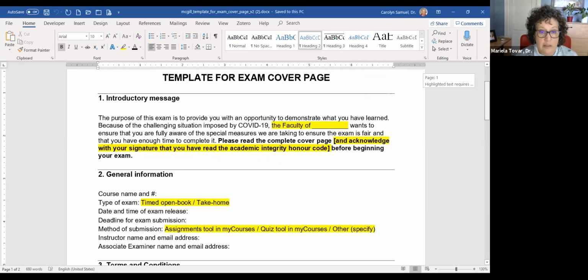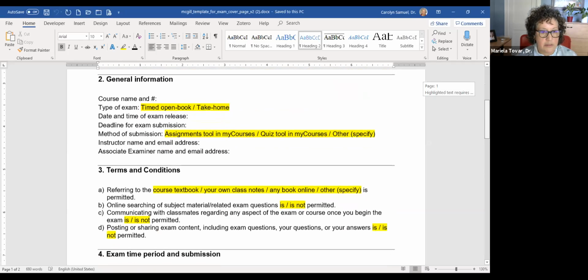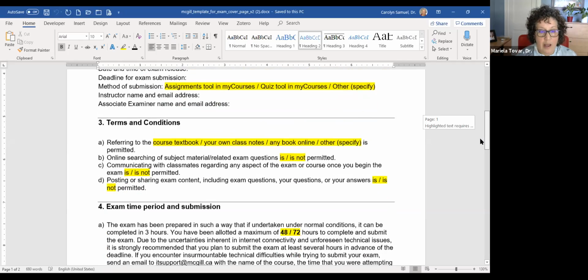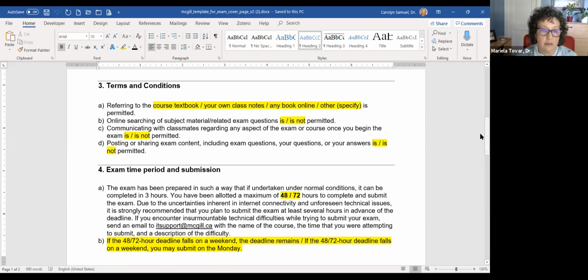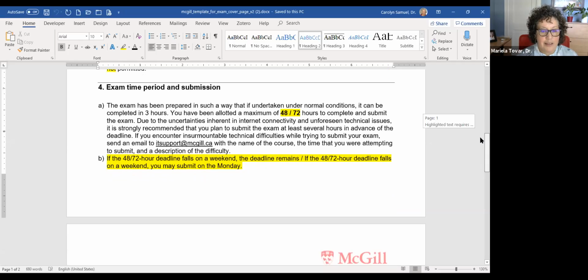This is an opportunity that you can use to explain why you're including this assignment or so on. General information, this is mainly tailored for exams, but you can adapt it also for assignments. Terms and conditions, where you specify how the exam should be taken and so on. The exam time, the period and submission. Keep scrolling, Carolyn.